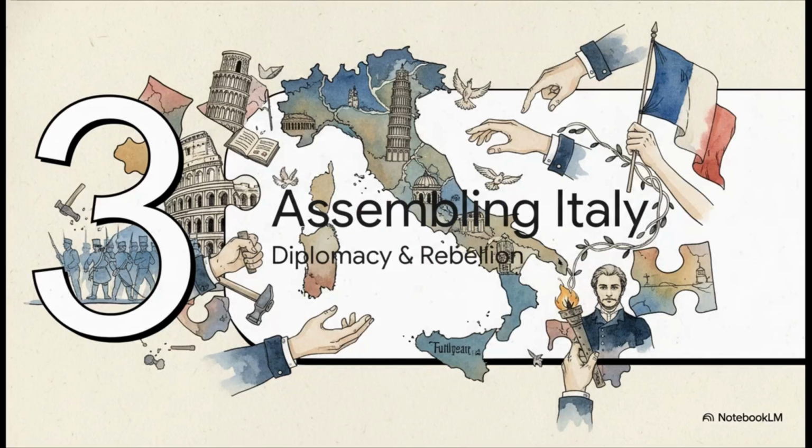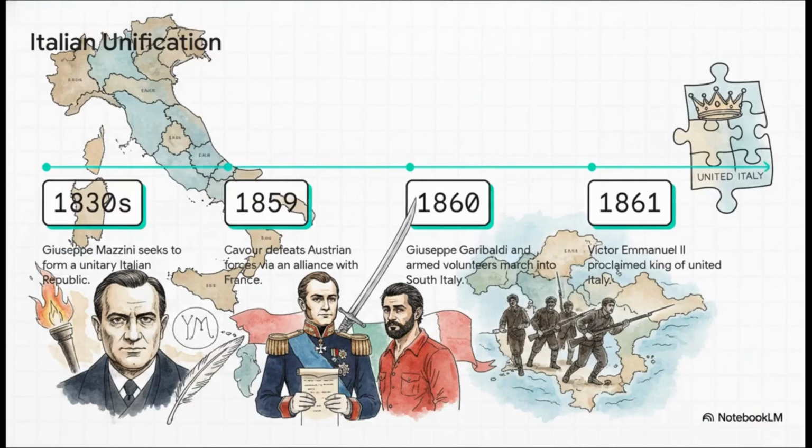Section 3. Assembling the Italian Puzzle, Elite Diplomacy and Rebellion. So, if Germany was built with a hammer, Italy was put together like a complex, multi-layered puzzle that required some very different sets of hands. Much like Germany, Italy had a really long history of political fragmentation. Italians were scattered all over several dynastic states, not to mention the multinational Habsburg Empire. So unifying it took a few different ideological approaches.